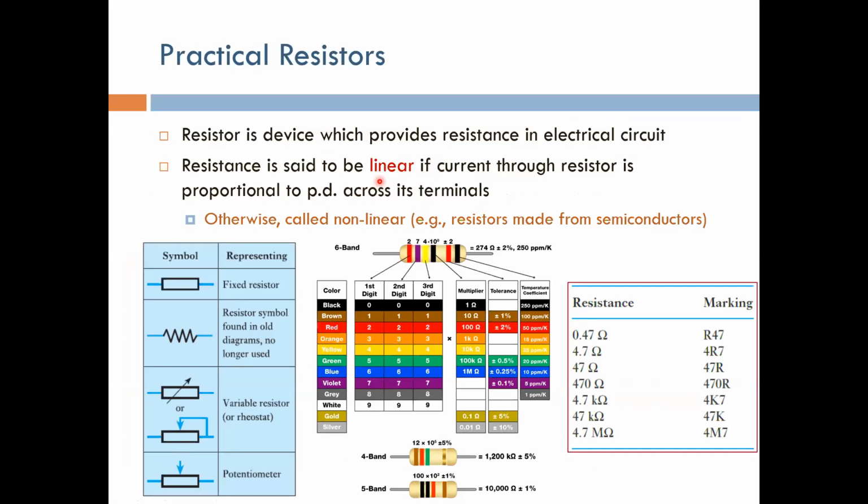Sometimes the resistance itself can have a nonlinear effect, where if you put double the current, for example, you're not going to get double the voltage. These are called nonlinear resistors, and they are resistors made from semiconductor devices. I'm going to talk about some examples of these in a little while.